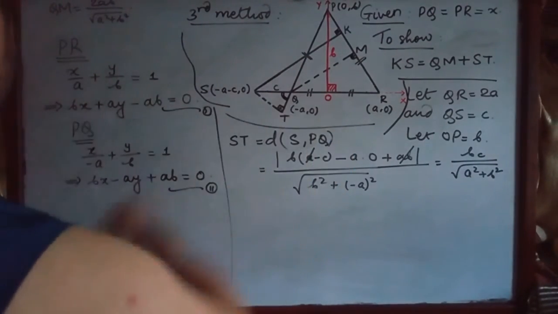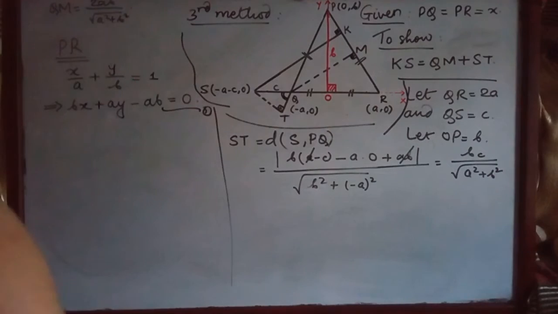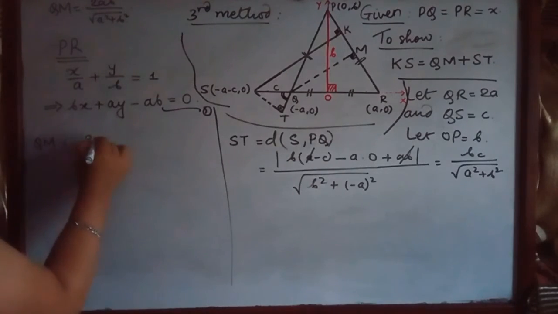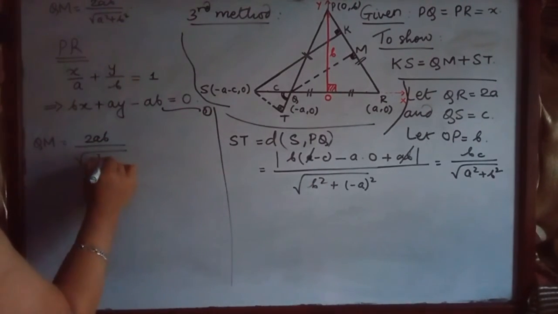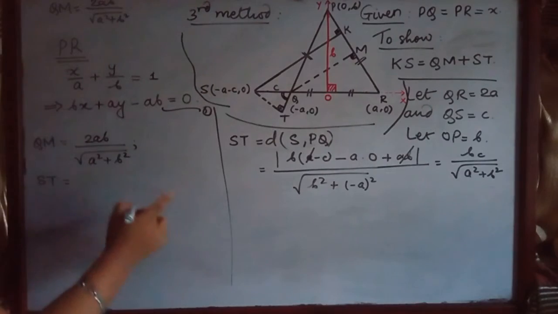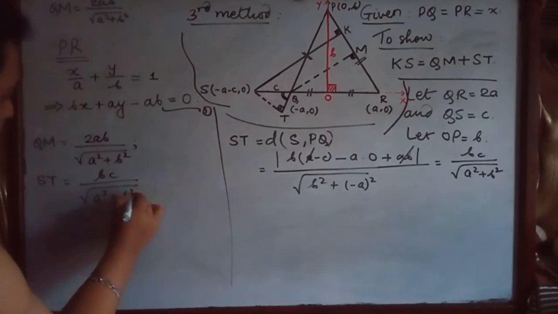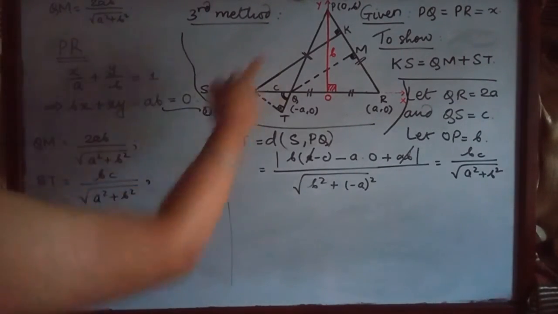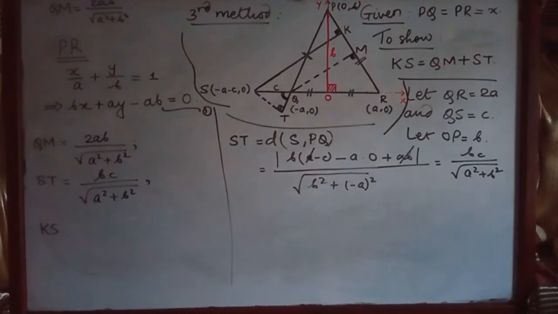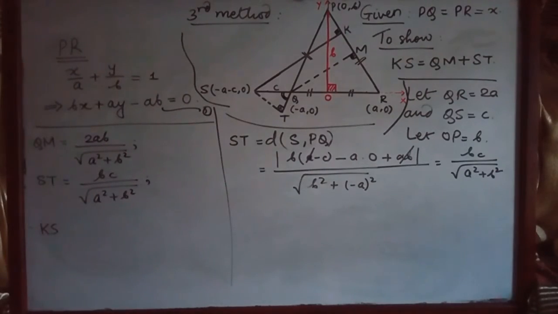So next we need PR. I'll erase PQ. What we have so far is QM equal to twice ab over the square root of a squared plus b squared, and ST equal to bc over the square root of a squared plus b squared. Now we're going to need KS.